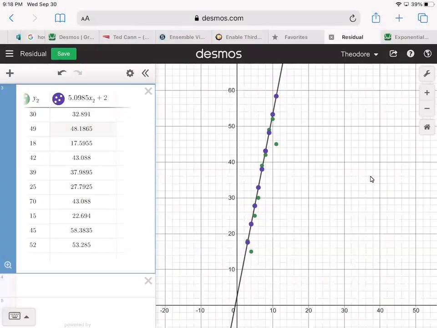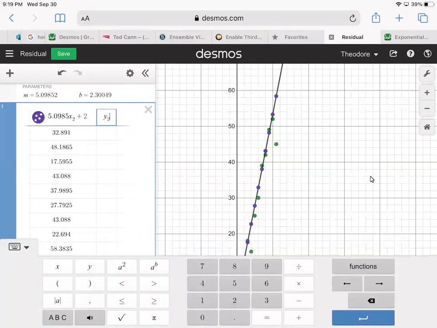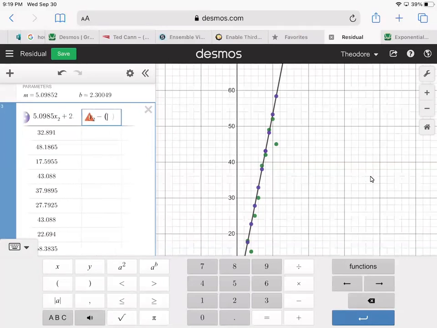All right, so I have my Y2, and I have this column here with the 5.095 x2 plus 2.3. If I want residuals, I'm going to subtract these two columns. There's a couple of ways to do it, but I think the easier way is to just take the column headings and subtract them directly. So I would say Y2 minus, and then the column heading for the column that follows.